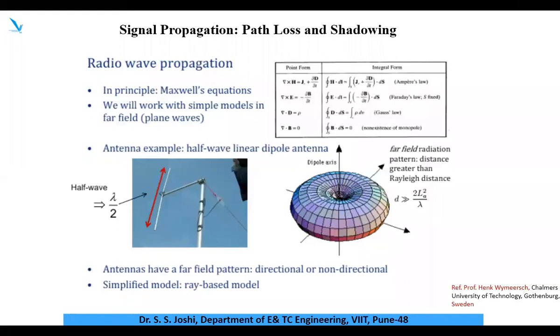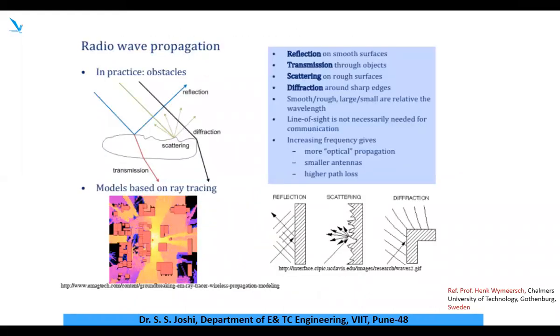Based on that, we have to study what exactly happens when a signal is transmitted via this antenna and reaches a particular distance. What happens to the strength of that particular signal? So we have to discuss that, considering the wave which is propagated.